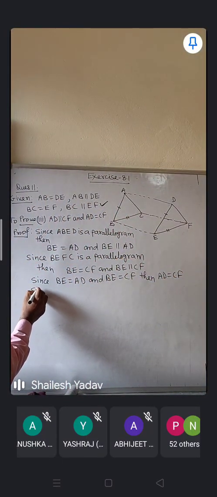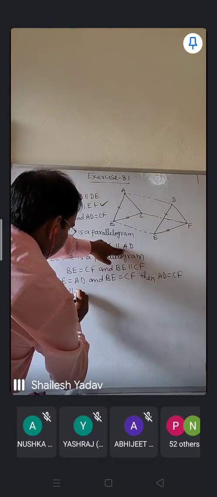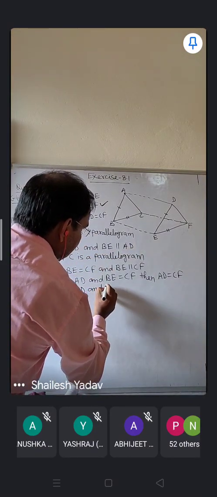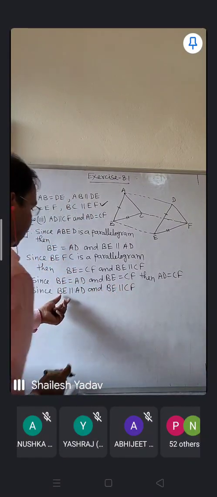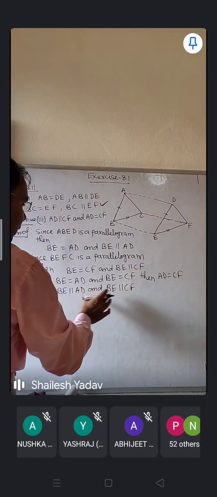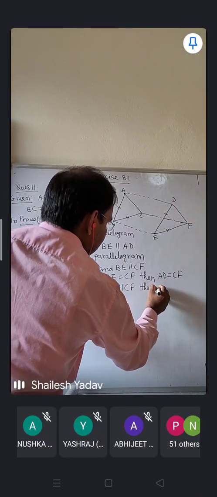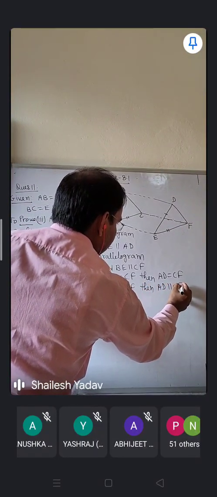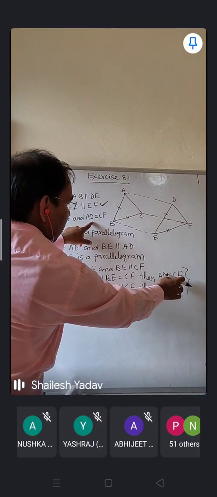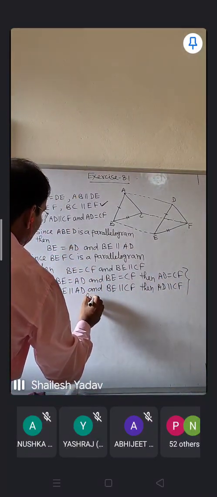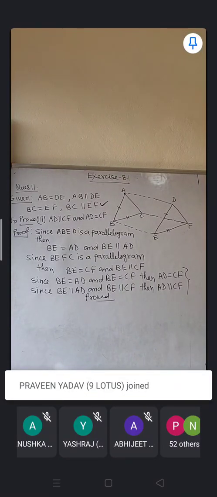Similarly, since BE is parallel to AD and BE is parallel to CF, again if one line is parallel to two different lines, then both the different lines will be parallel to each other. Then here we can write, AD parallel to CF. So here you had proved that AD parallel to CF and AD equal to CF. It is proved. So that is the proof of the third part. You need to write it.